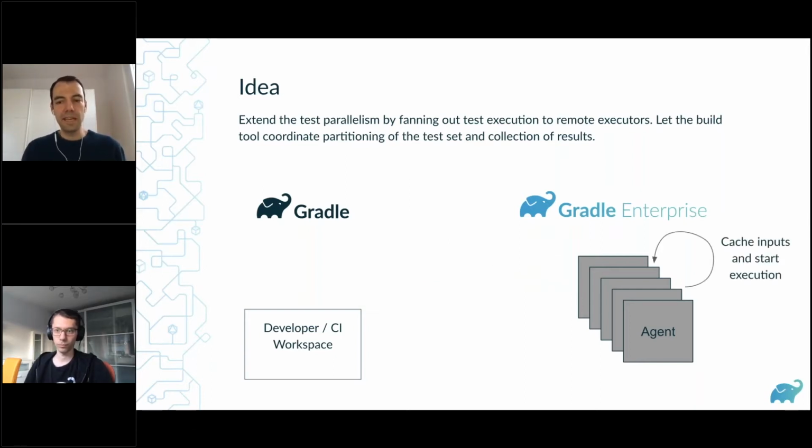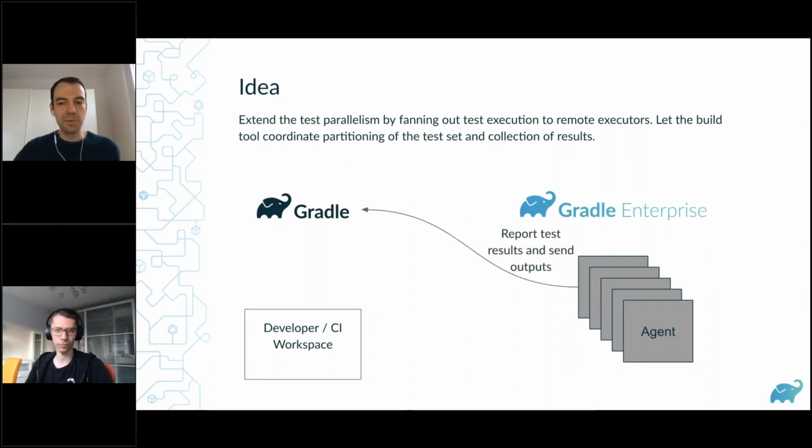The agents then cache the inputs. So next time they run maybe the same project or a different project, they wouldn't have to request all the resources again. For example, think about the test runtime class path. You might have JUnit on there, and usually you don't upgrade JUnit with every build, so you can reuse the same jar file the next time. And also you only have to transfer those tests that have changed. Once that is cached, execution of the test is started on each agent that is assigned.